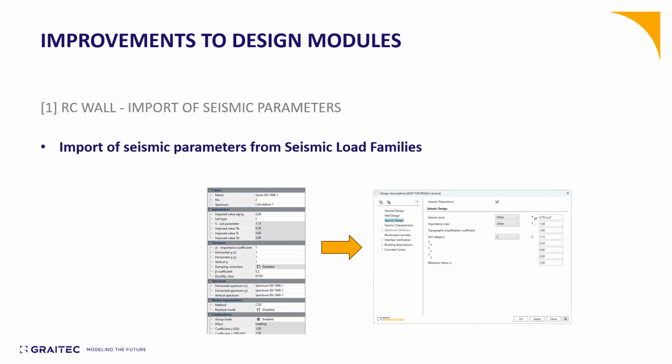And now just a few slides about other selected improvements and novelties to design modules. I will start with the RC wall module again. In the case of shear walls that are analyzed using the finite element model in Advanced Design and then transferred and opened in the RC wall module, now the seismic parameters are transferred from Advanced Design to the RC module. So all different kinds of parameters from the seismic load families are accordingly transferred to the design assumptions dialog for the seismic design part.